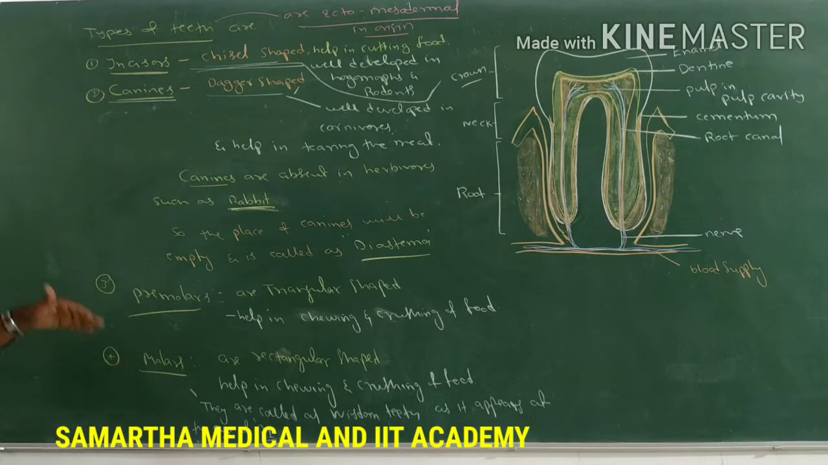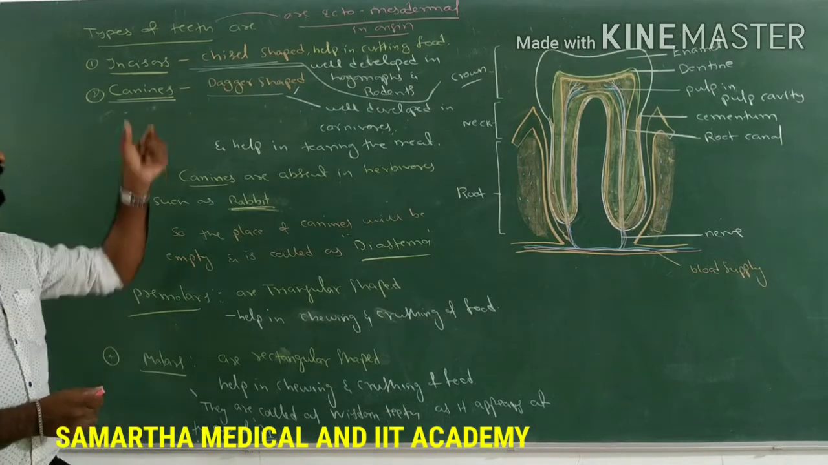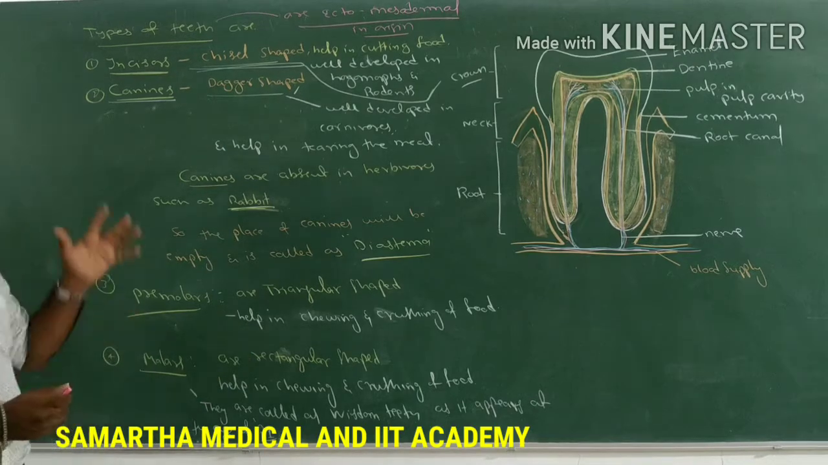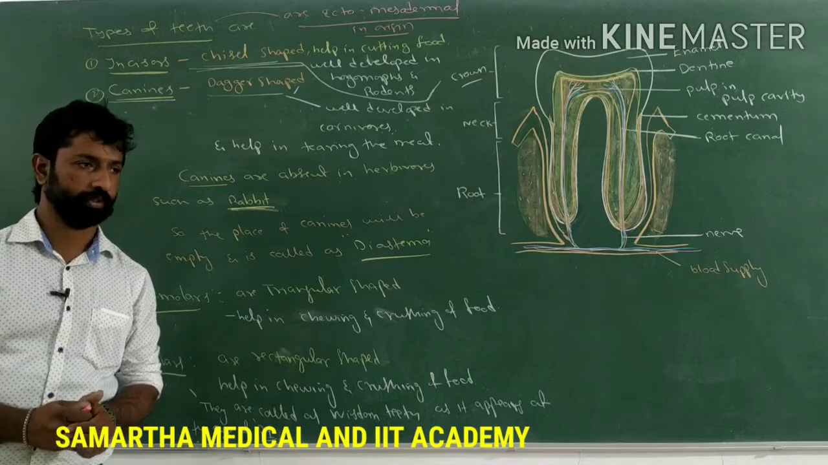This is regarding the four different types of teeth which are present in human beings, and their shape and their functions. So after this, let's discuss the structure of a tooth. Okay.